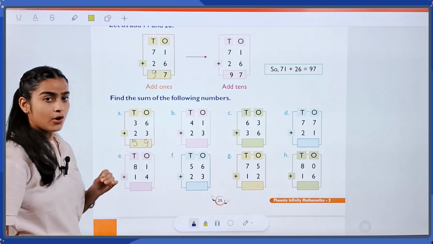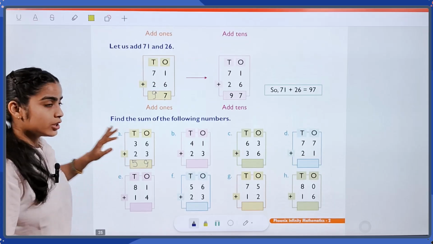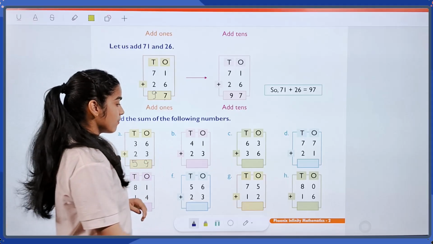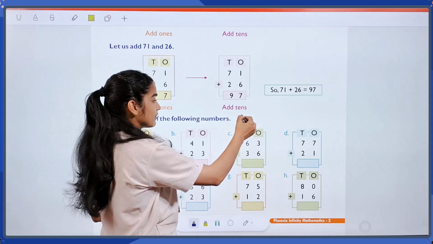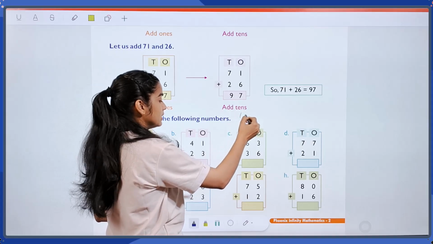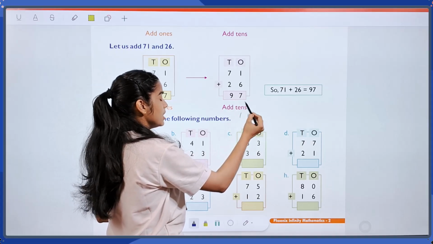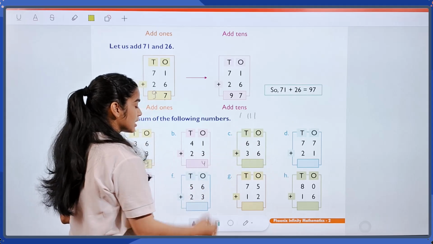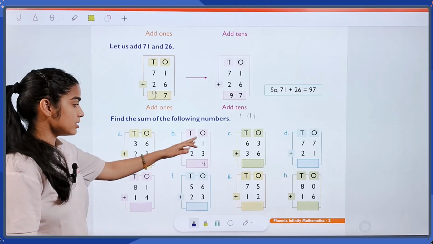If you forget how to add these numbers, you can use the vertical lines method we used in our earlier classes. For example, 1 plus 3. First make one line, then three lines, 1, 2, 3. Now count them together, 1, 2, 3, 4. So what is our answer? Our answer is 4.